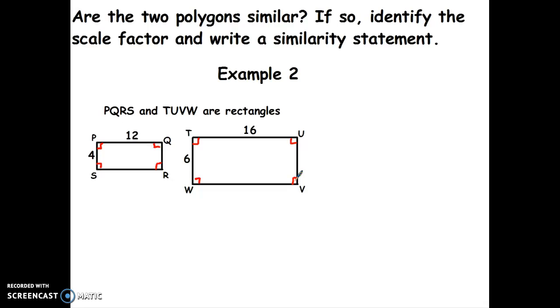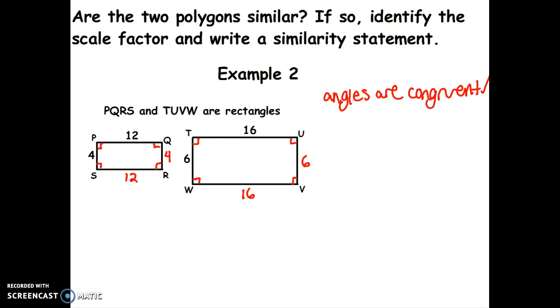So with knowing that all of the angles are 90-degree angles, we can conclude that all the angles are congruent, right? So we've gotten the angles out of the way. So now we need to check to see that the sides are proportional. So we also know that with a rectangle that the opposite sides are congruent. So if this is 12, then this is 12. This is 4, then this is 4, 16, and 6.